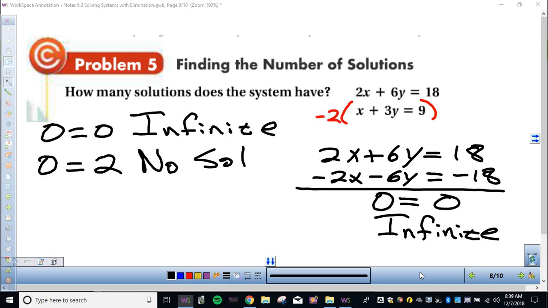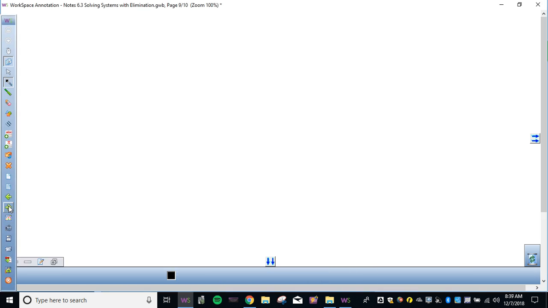Yeah, because the x's cancel here and the y's cancel here. If I'm trying to make this into a negative 6, what am I going to multiply by? Same thing, right? So that's why. Either way you think about it, it's going to cancel everything. Okay? All right, that's it.